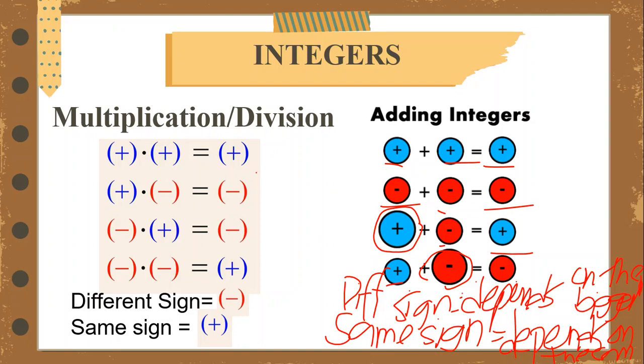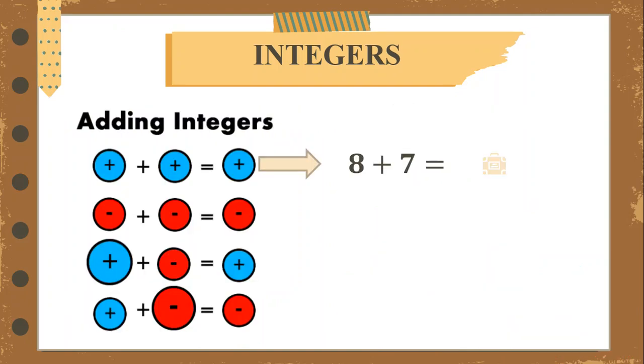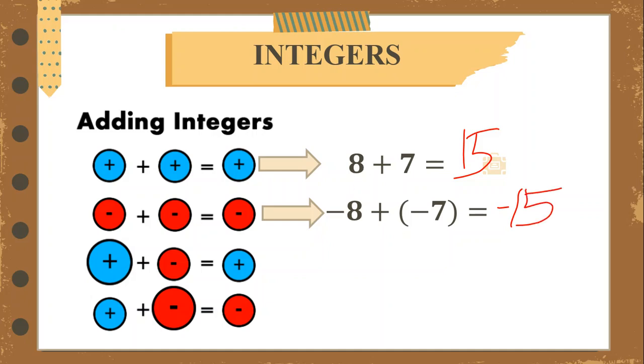Okay, bigger number. Next, let's go here. They have the same sign, positive and positive. So 8 plus 7 is 15. So next, they have the same sign but negative. So copy the negative sign and then add. Copy the negative sign and then add: -15.